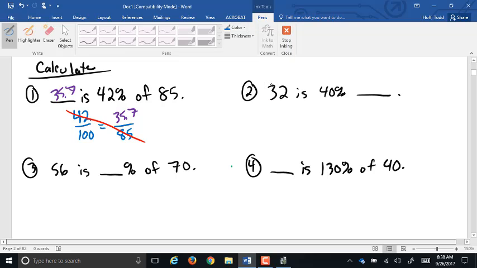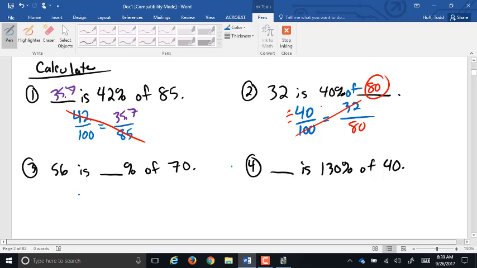So anyway, 32 is 40% of blank. I should put the word of in there, might make it more clear. So 40 over 100, where does the 32 go? On top. Cross multiply and divide gives us 80. Perfect.